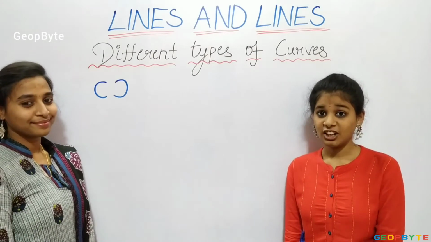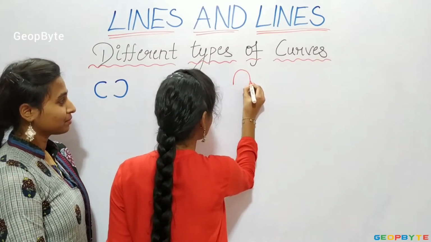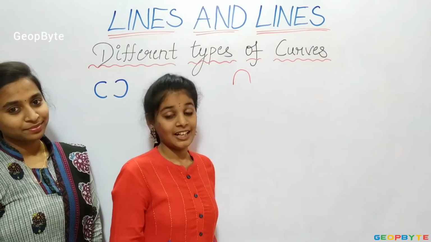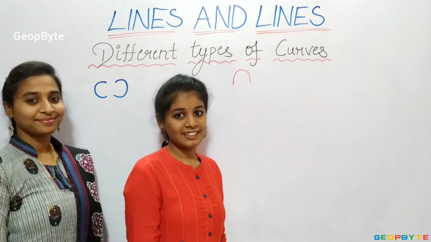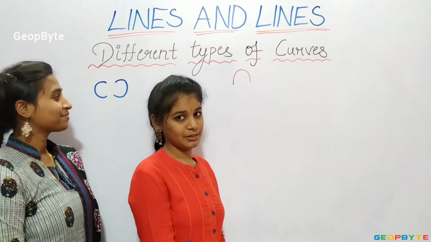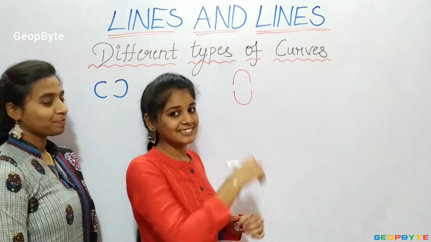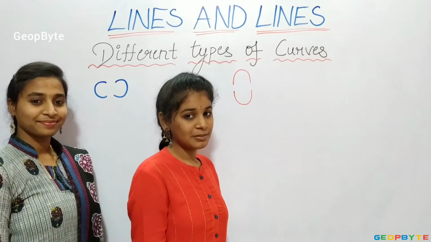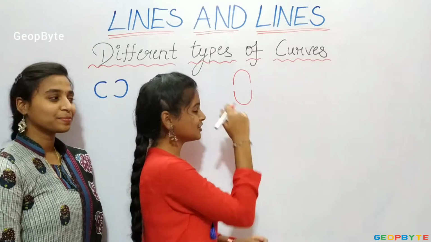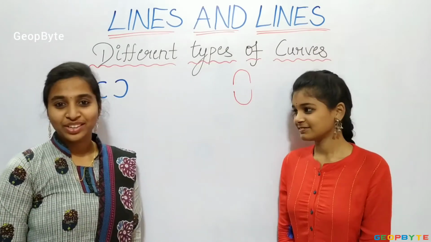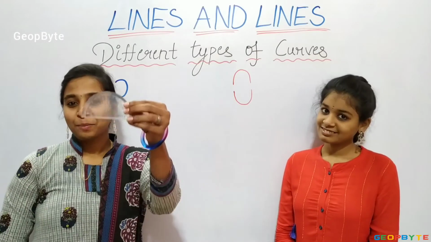Now, let us draw some more curves. This is a curve. It is in which shape? Yes, it is in the alphabet N shape. This is a curve. It is in which shape? Yes, it is in the alphabet U shape. Children, now let us draw some curves using protractor.